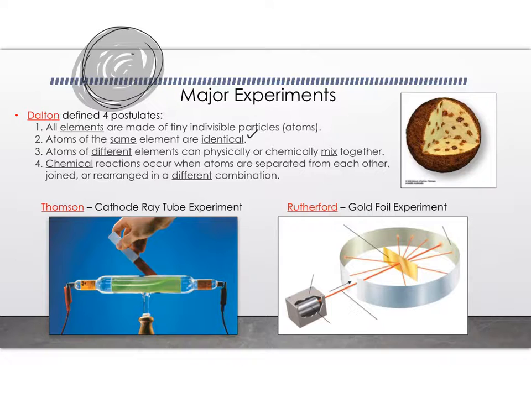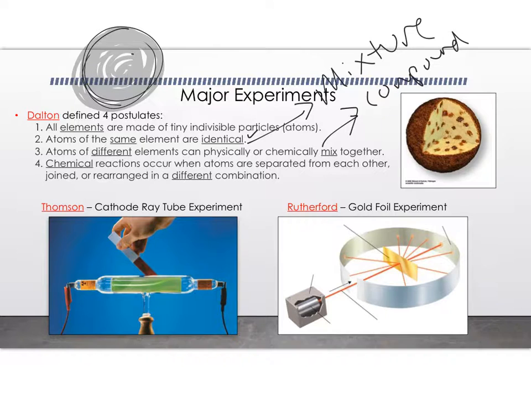And he also determined that atoms of different elements can physically or chemically mix together, meaning that if you have different atoms together, you can physically mix them. And going back to our Unit 3 stuff, physically mixing atoms or substances together, you get mixtures. Or you can chemically combine elements to make compounds in fixed ratios.